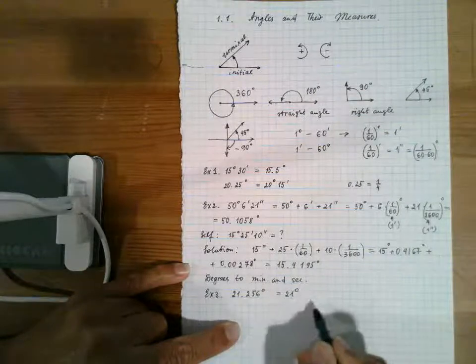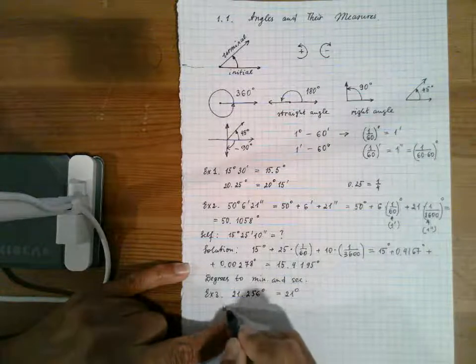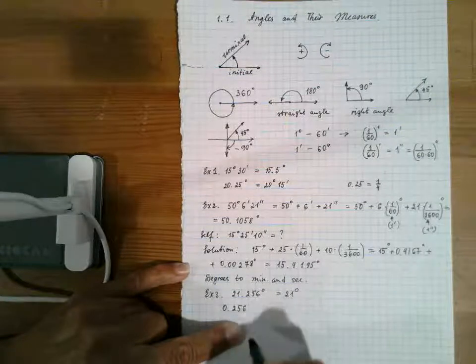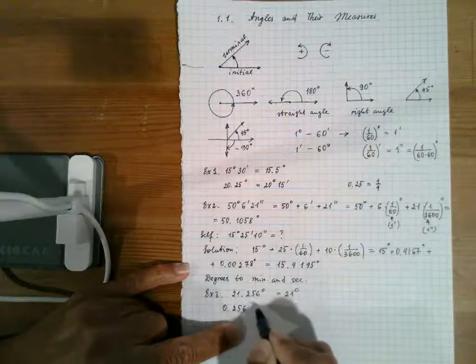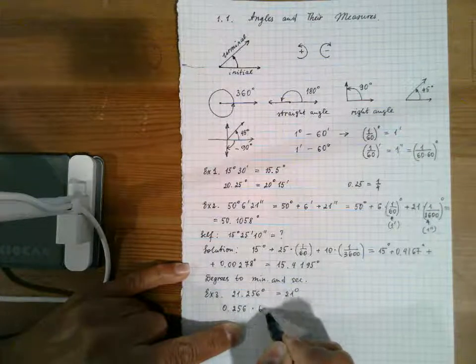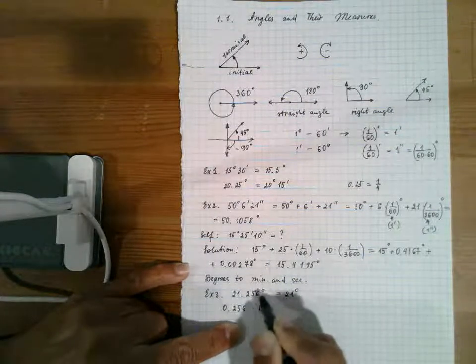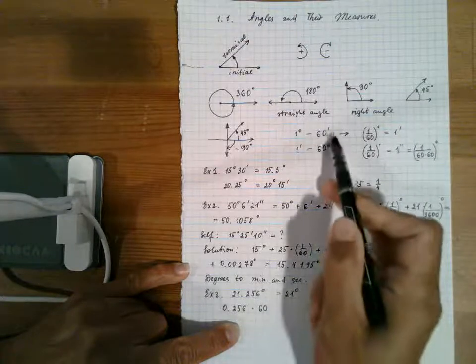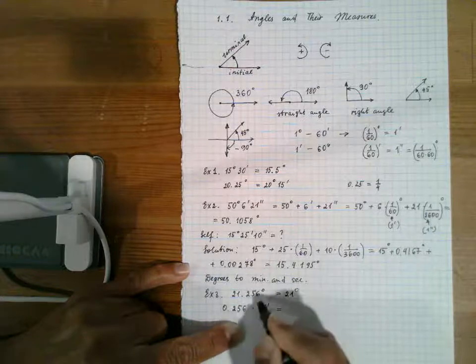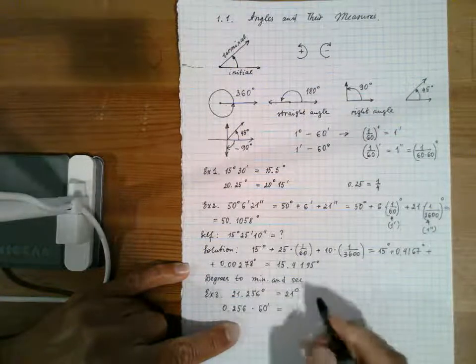Now I'll need to know minutes. What I'm going to do is minutes. I'm going to take this 0.256, which is like the decimal part of the number, and multiply it by 60. Because this is a part of 1 degree, and 1 degree has 60 minutes. So I'm going to multiply it by 60 to find how many minutes I have.